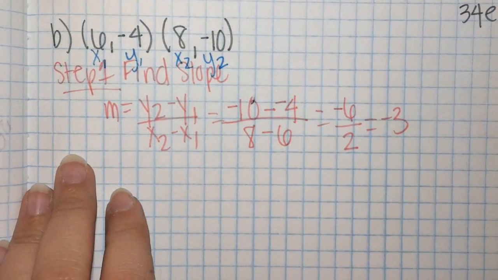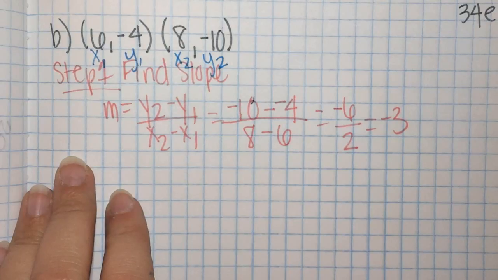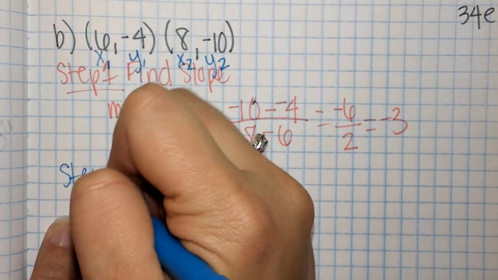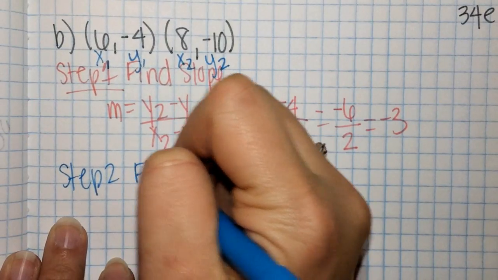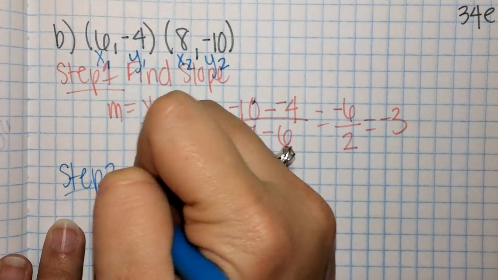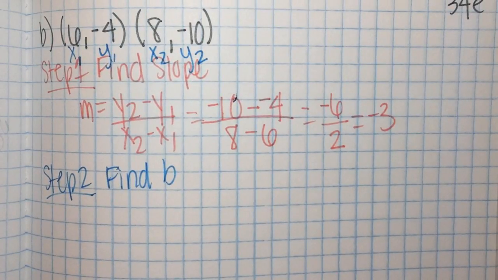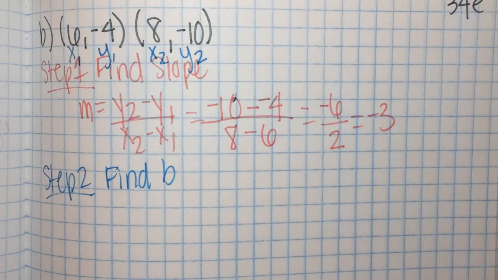Alright, step 1, find slope. What was step 2? Find B. Step 2, find B. Do I need to pause so anybody can catch up? Okay. Pause for 5 seconds. I got you. Okay, there you go.